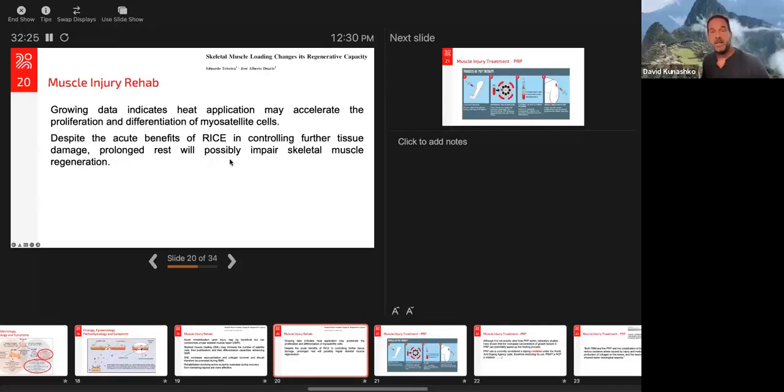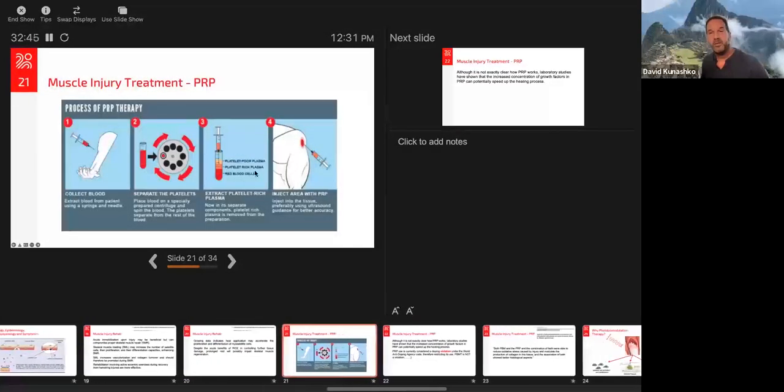myosatellite cells. And one has to remember that while there are acute benefits of RICE, prolonged rest may actually impair skeletal muscle regeneration. So there's a fine line between saying don't do anything and starting to do exercises. So that's really important to understand.